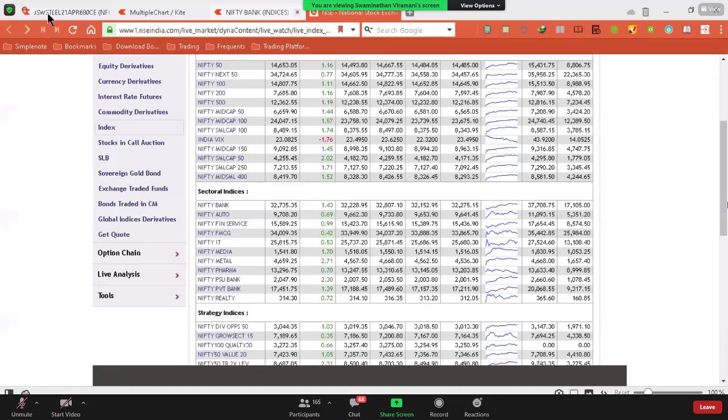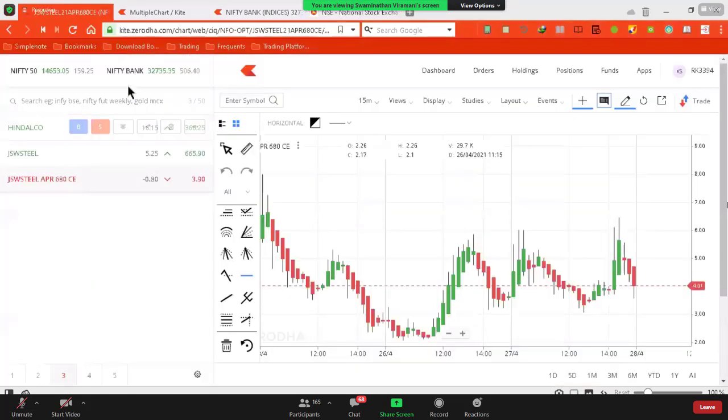So as far as stock option trading is concerned, this is an excellent method. You will get at least 50% return. Instead of trading for a 5% return, why don't you trade for a higher return?